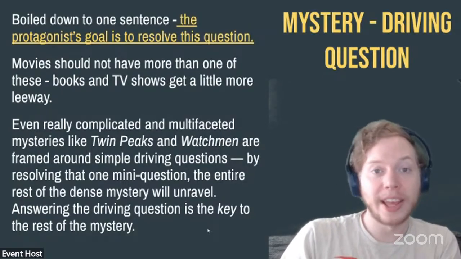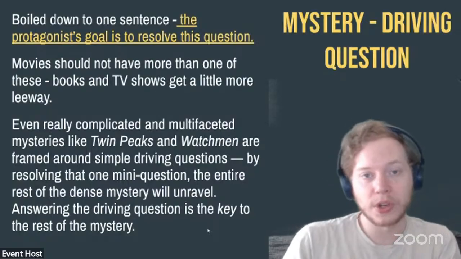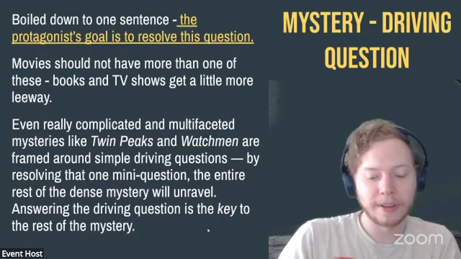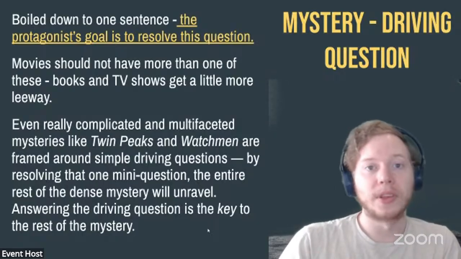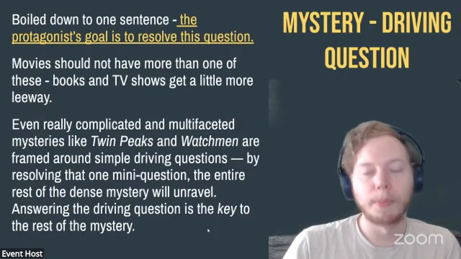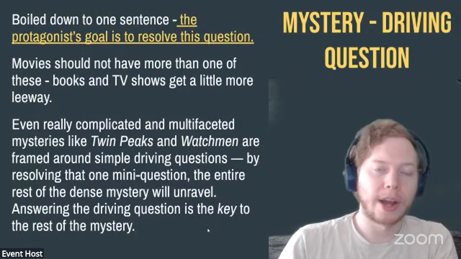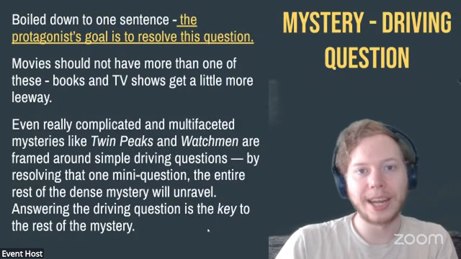And then on top of that, you can have a thematic or dramatic question as well, which could be something like, can you accept loss, or can the character accept this grief? Or that might be the deeper, emotional, more abstract question of the story. But usually if you are using that, then you have something more concrete and immediate as well.